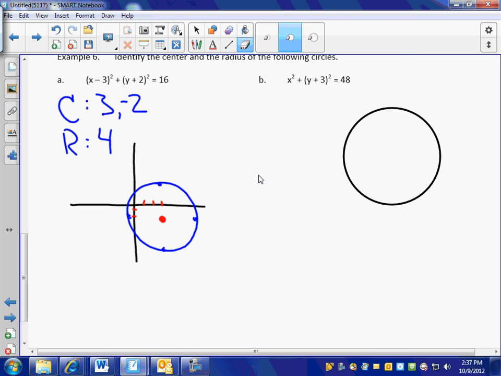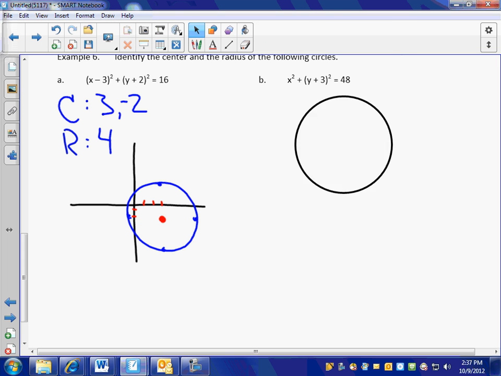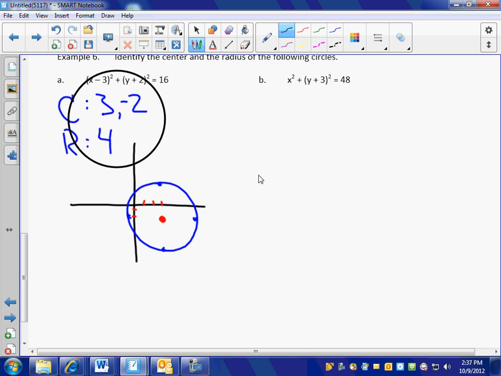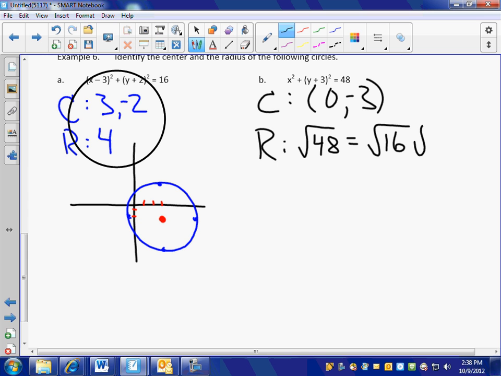All right. Okay. What's the center of the next one? Center 0, -3. What's the radius? Trent, you had it. 4 square root of 3. Yeah. Square root of 48, which is equal to the square root of 16 times square root of 3, which is 4 square root of 3.